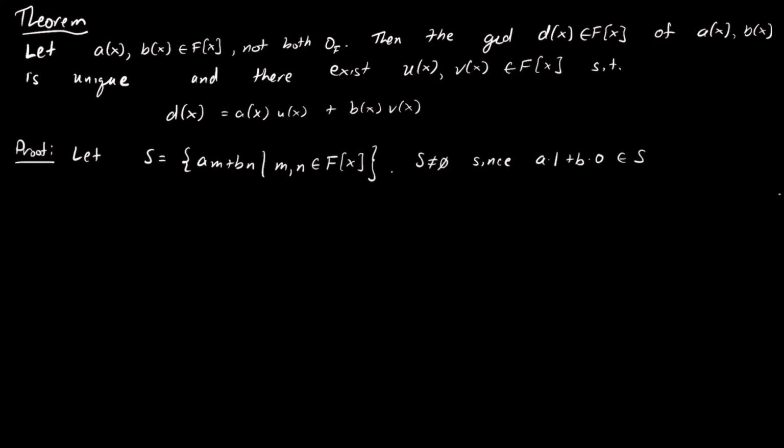Okay, so I'm going to start with this set S of elements am + bn. I'm going to suppress the (x) notation just for visual clarity. So instead of a(x), I'm going to write a, and instead of b(x), I'm going to write b, but everything here is polynomials. I'm going to consider the set of elements am + bn, where m and n are polynomials in F[x]. The first thing I'm going to note is that S is not the empty set, since a times 1 plus b times 0 is an element of S. So this set is non-empty.